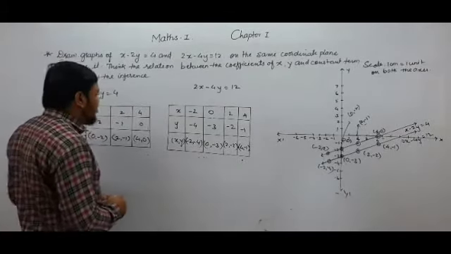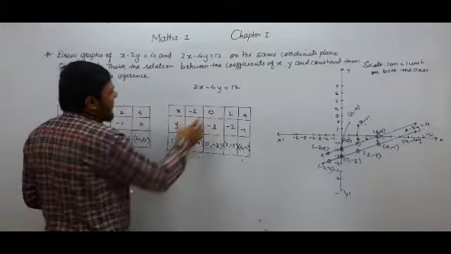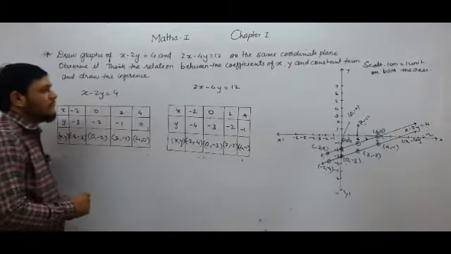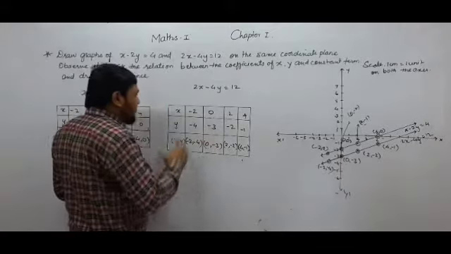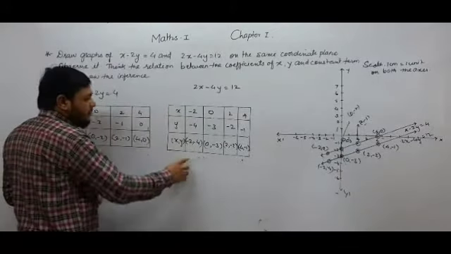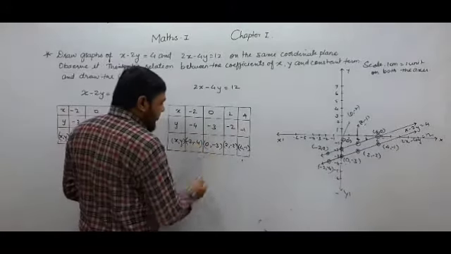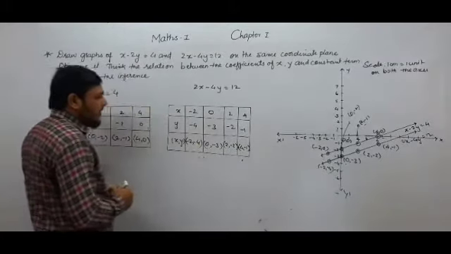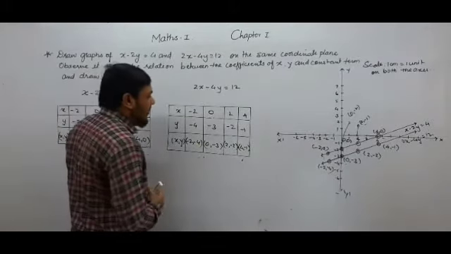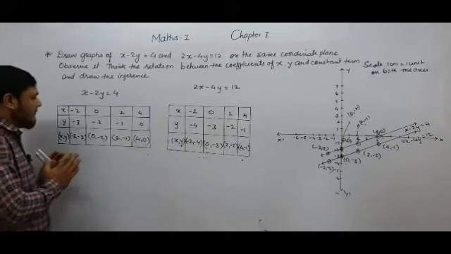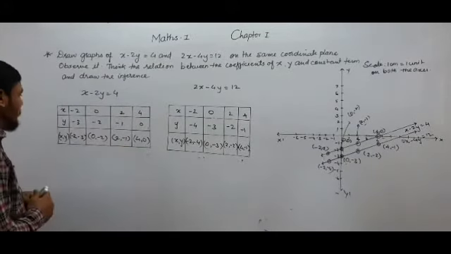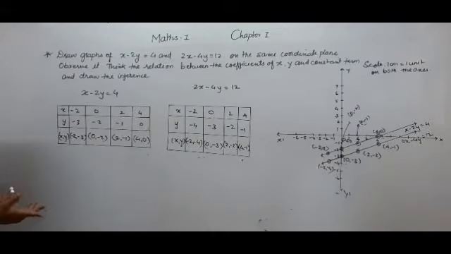Now, by the same procedure we will take the second equation also, 2x minus 4y equal to 12, and find its ordered pairs. The first ordered pair for this equation is negative 2 comma negative 4, the second is 0 comma negative 3, the third one is 2 comma negative 2, and the last one is 4 comma negative 1. So students, we have found 4 ordered pairs here. You can find more ordered pairs for more accuracy.